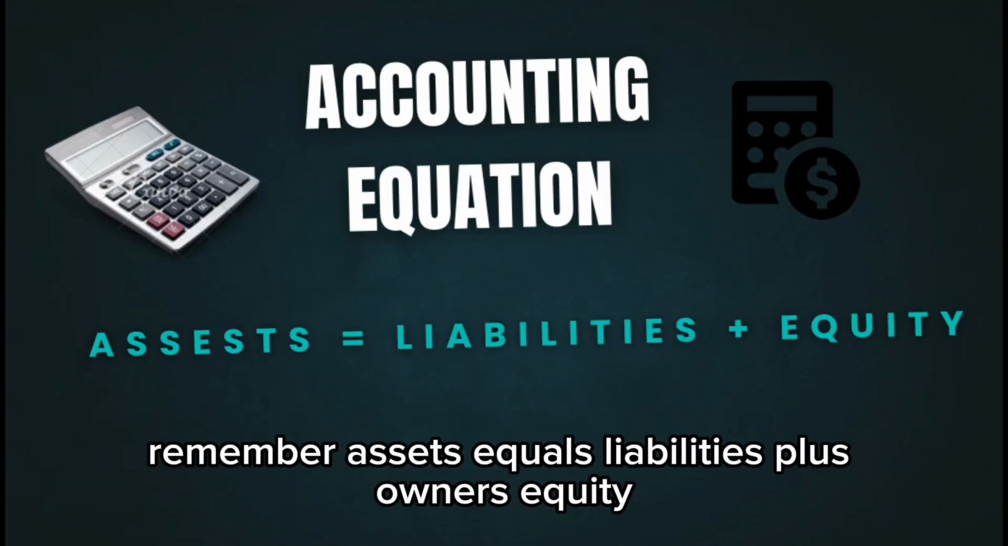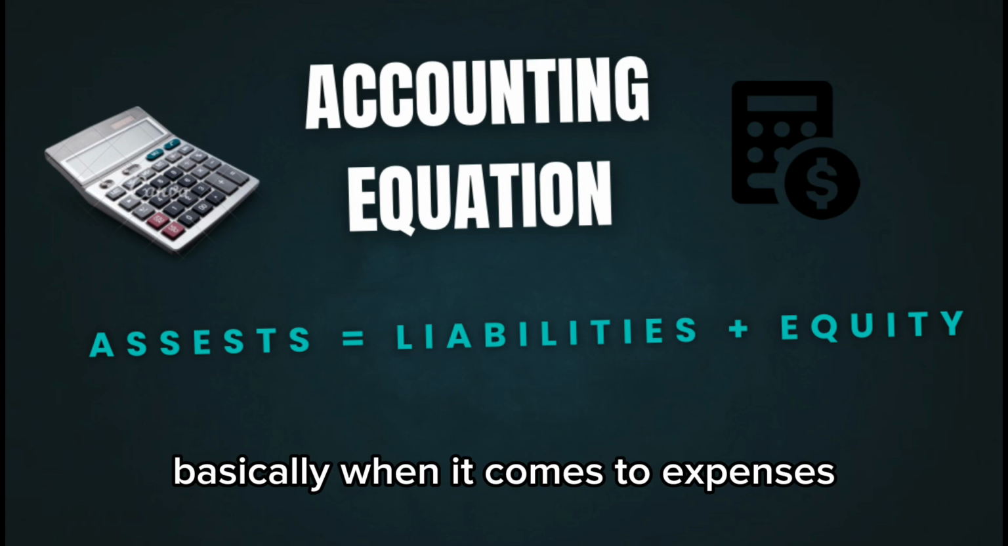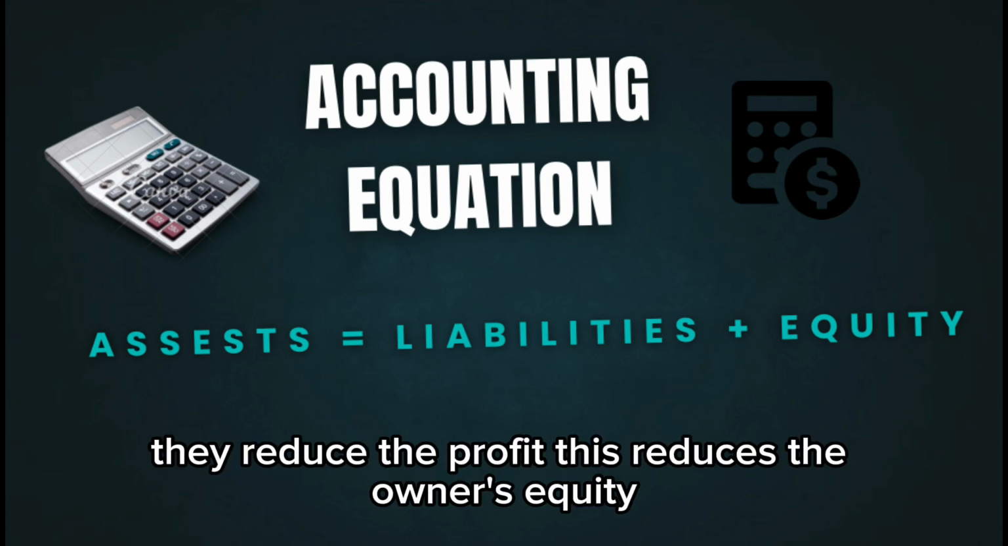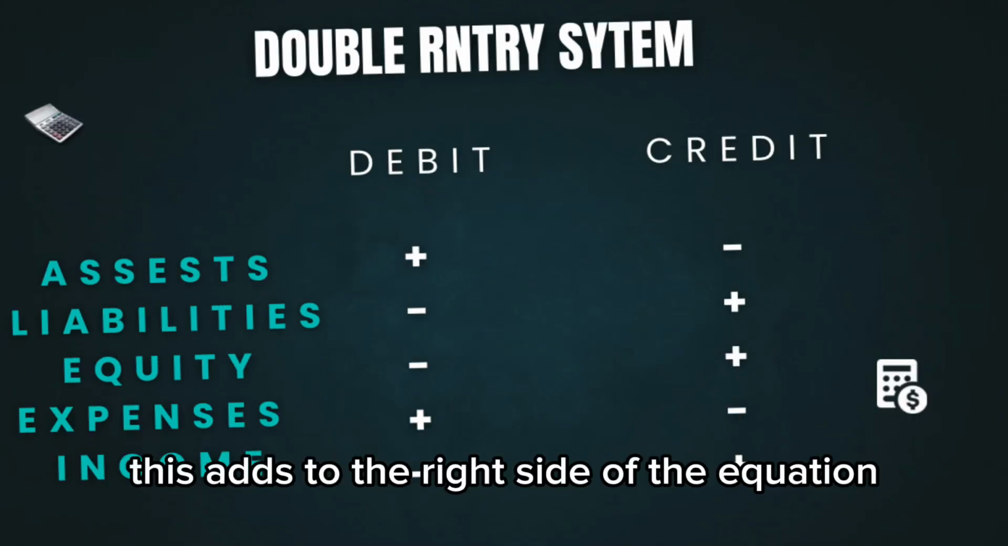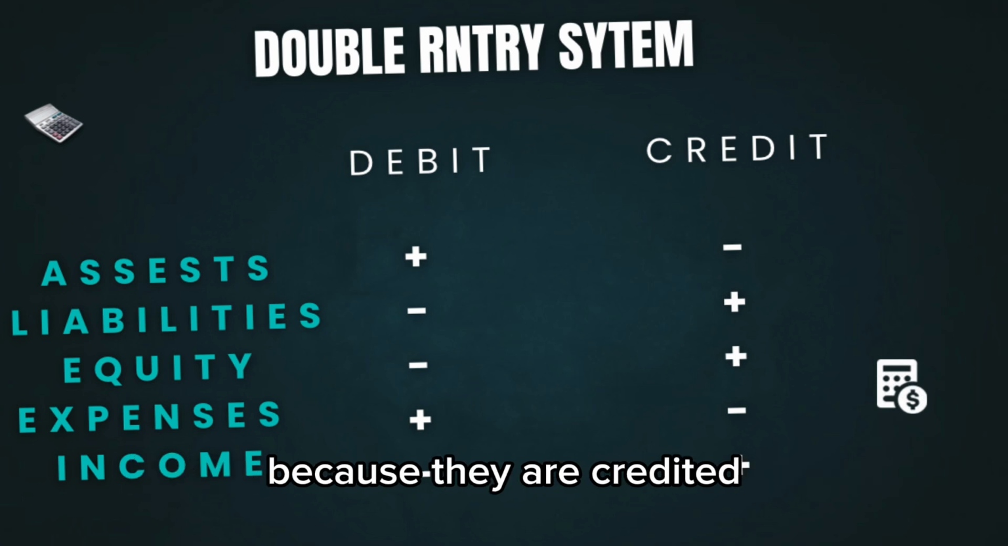Remember, assets equals liabilities plus owner's equity. Basically, when it comes to expenses, they reduce the profit. This reduces the owner's equity. Hence, expenses are debited. Liabilities increase debts. This adds to the right side of the equation because they are credited.